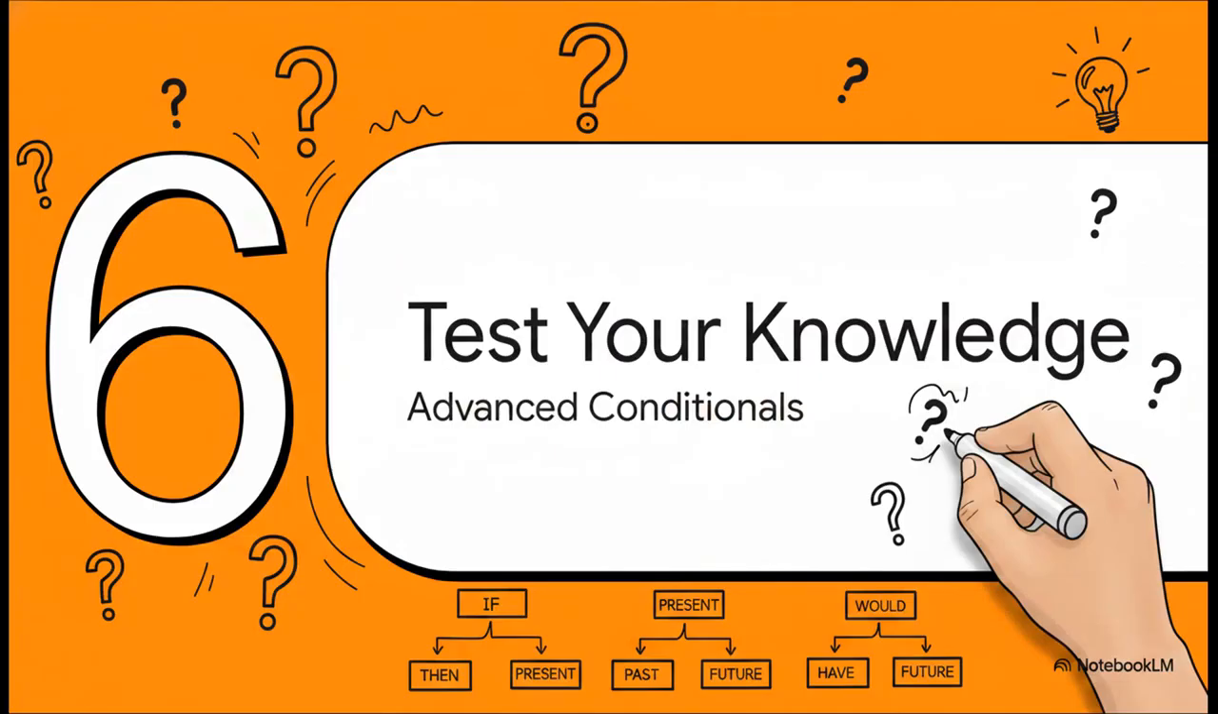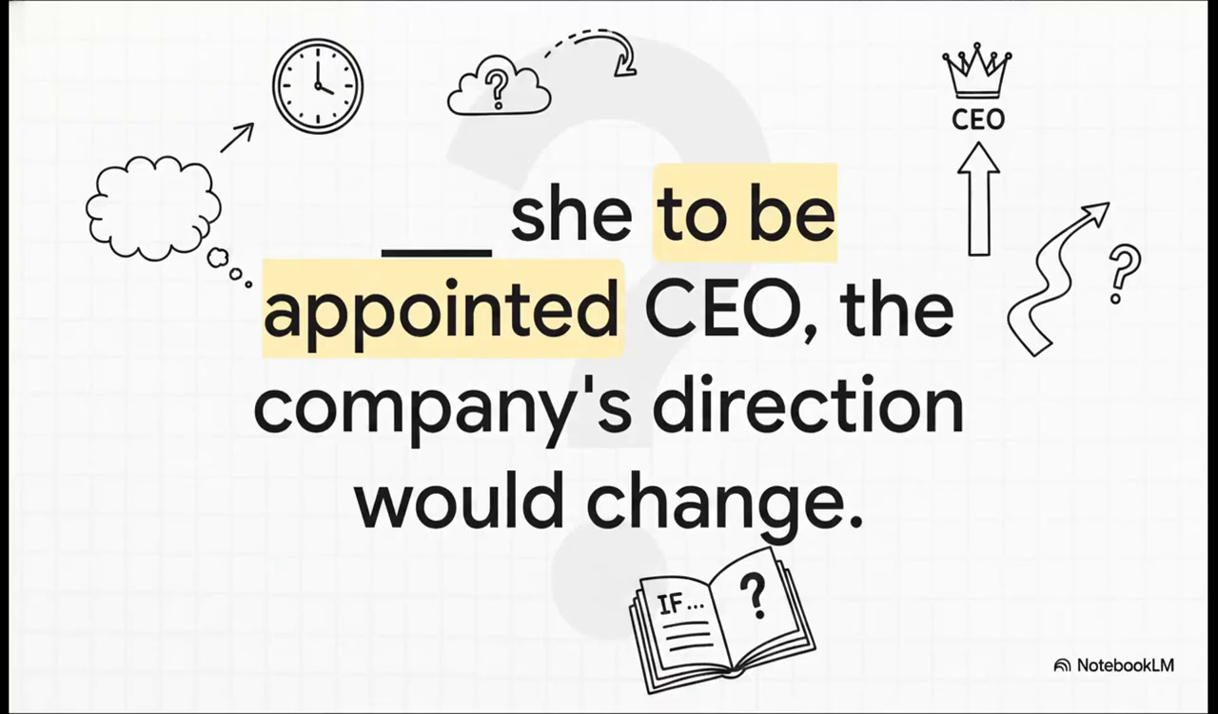All right, that's enough theory for now. We've gone through the most advanced conditional structures. So let's see how you do. It's time to put your understanding to the test. Okay, for our first one, look very closely at the sentence structure. The big clue here is to be appointed. That to plus the infinitive verb. So, which of our inversion words is used to signal a hypothetical future event, often with this exact structure?